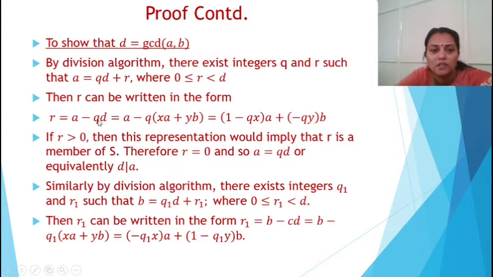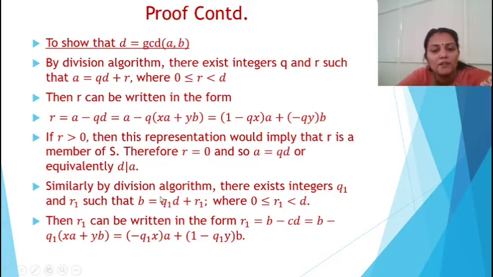So r can be written in the form r is equal to A minus qd, which is A minus q into (xA plus yB), since d is a linear combination of A and B. This equals (1 minus qx) into A plus (minus qy) into B. If r is greater than 0, this representation would imply that r is a member of S. Therefore r equals 0, so A equals qd, or equivalently d divides A.